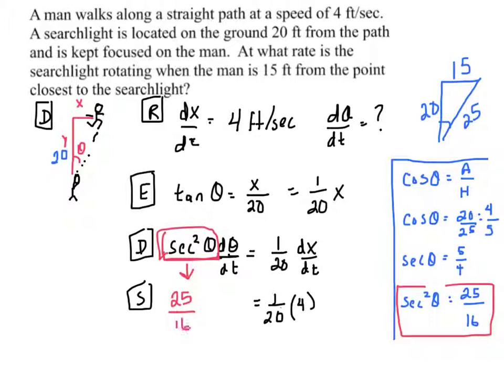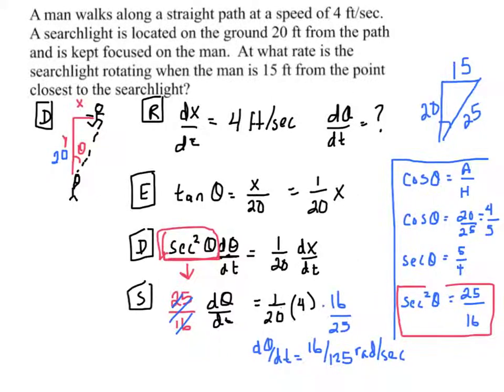So I've got 25/16 d theta dt equals 4/20ths or 1/5. So I need to divide by 25/16 or multiply both sides by 16 over 25 like that. And then I end up with d theta dt is equal to 16 over 125. And the units on this, because it's an angle, is going to be radians per second.